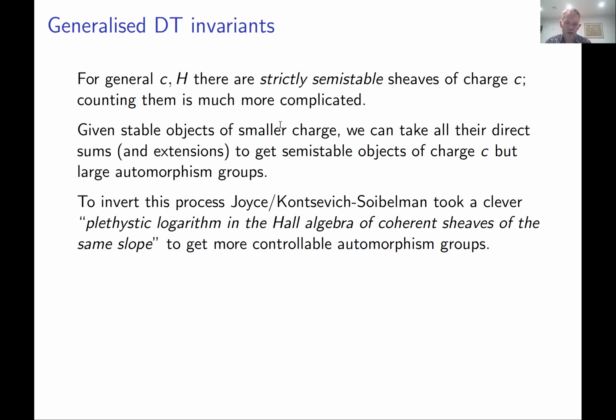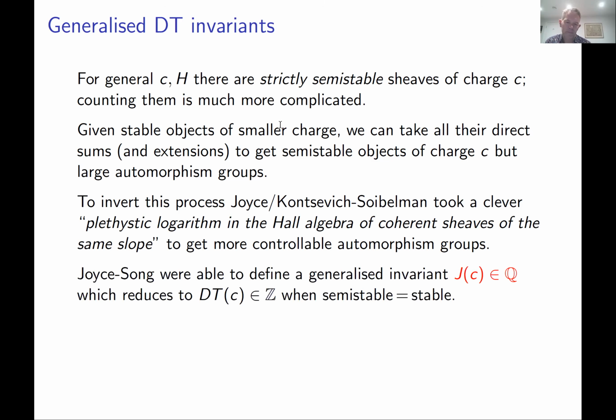And Joyce and Kontsevich-Soibelman found a clever way of taking something like a logarithm to invert this process in some sense and get more controllable automorphism groups. And I'm not going to explain it. But in that way, Joyce and Song were able to define a generalized invariant, which we'll call J of C, which counts semi-stable sheaves. So stable sheaves and possibly strictly semi-stable sheaves. And it's a rational number, and it reduces to the ordinary DT invariant, the ordinary integer, when there are no strictly semi-stables.